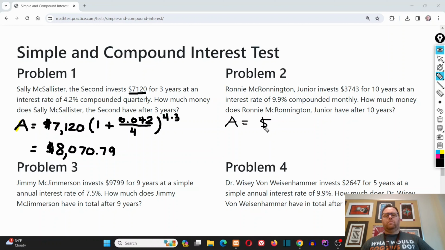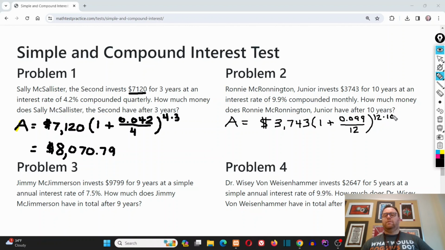So it's going to be $3,743 times 1 plus the interest rate as a decimal. So again, divide 9.9 by 100, you get 0.099 over the number of times it's compounded per year. So monthly, that would be divided by 12. And we're going to raise that to the power of the number of times it's compounded per year times the number of years, 12 times 10. So we're raising it to the 120th power.